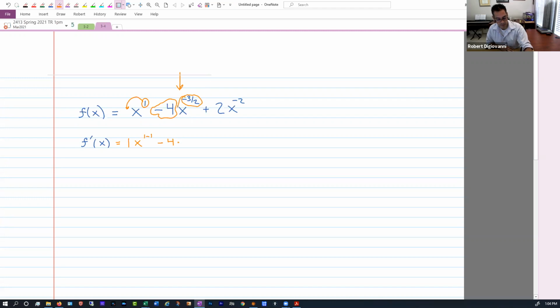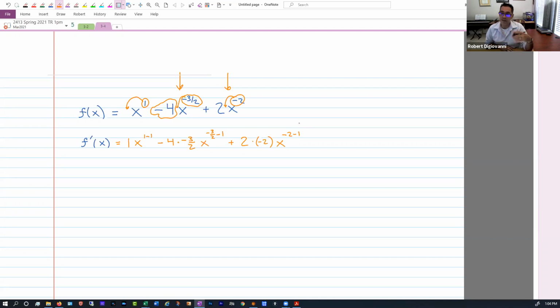So the power is going to come down in front, -3/2, and then I'm going to have to subtract 1 from that. And then we move on to the last term. Again, we have a 2 in front, so I'll just write down 2. Bring the -2 out front. So I'll put in parentheses -2, and then x to the -2 take away 1. All right, so that's where we are in terms of the actual mechanical process of using the power rule.